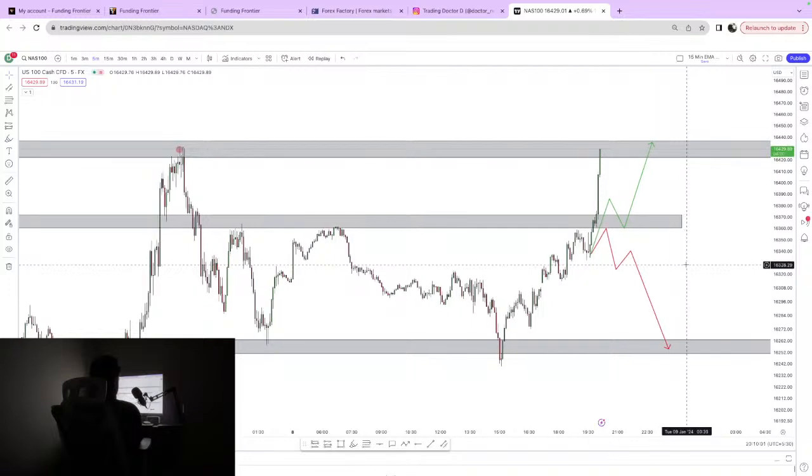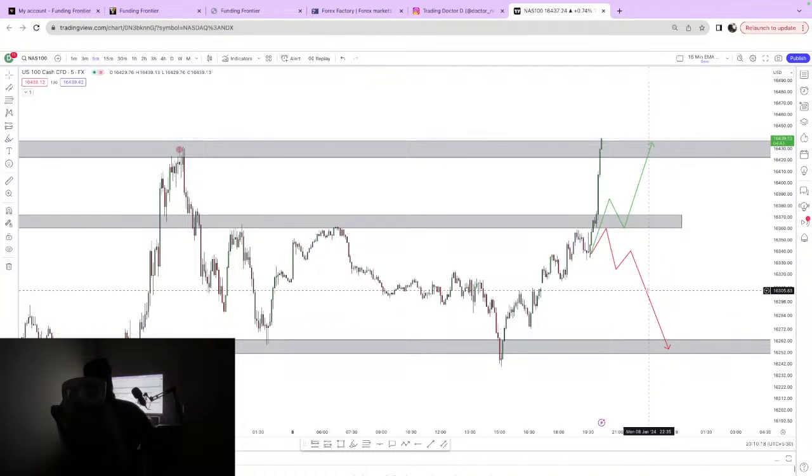Yes, many people do this. EMA crossovers. So this trade idea is finished. This is also finished.